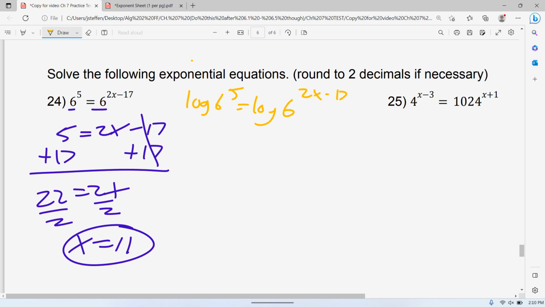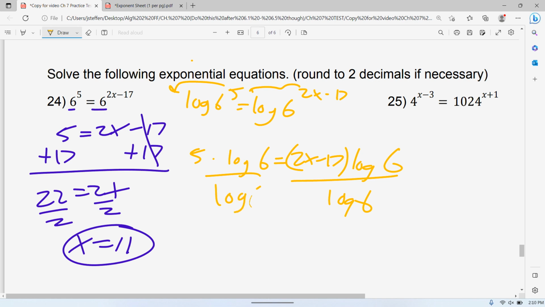Take those in front. 5 times the log of 6 is equal to 2x minus 17. Actually, I'm trying to see. I know you can solve it that way, but it's a nightmare. Trying to think what the best way is, because then I guess you divide by the log of 6, and then you do the two-step from that: 5 log of 6 over log of 6, you would add 17 to that, and then you divide by 2. Anyway, it's a nightmare. You can do it that way, but it's terrible. I would not recommend it.